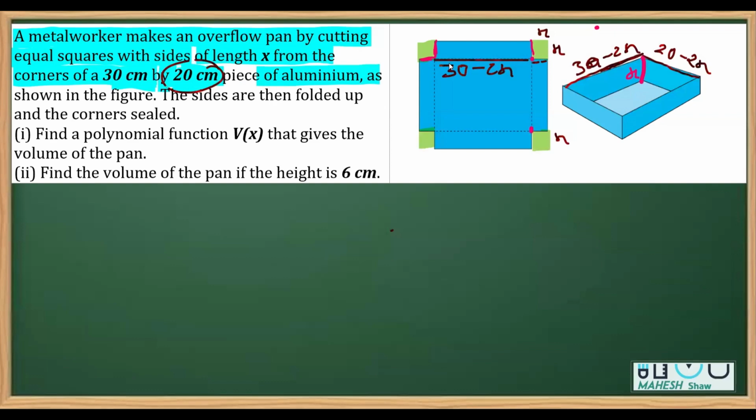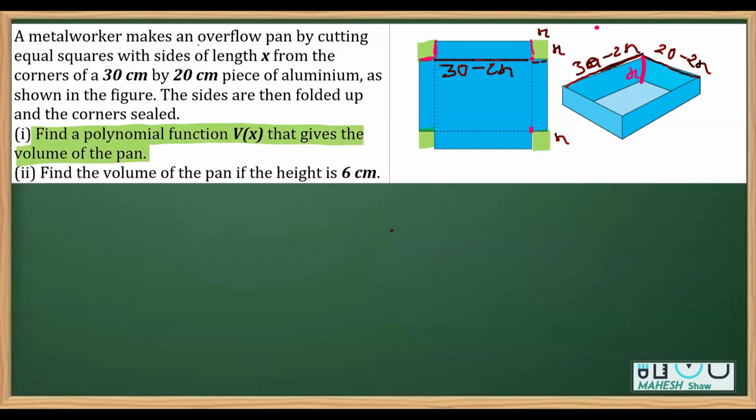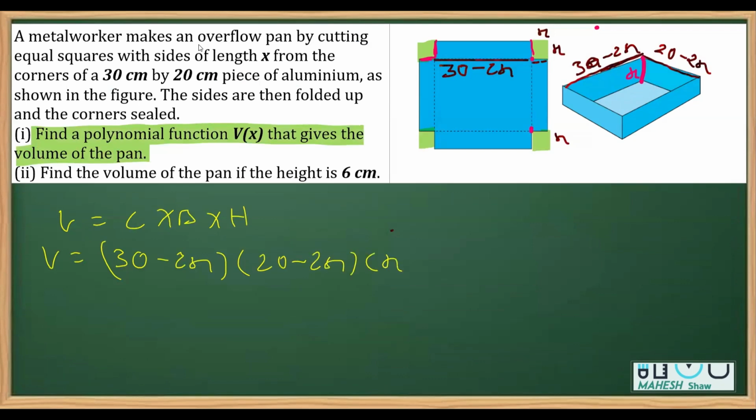Now we can figure out from this question that we know the length, breadth, and height. And in the first part, they have asked us to get the polynomial for the volume. The formula for the volume of a cuboid is L into B into H. The length is 30 minus 2x, the width is 20 minus 2x, and the height is x. This is going to be a cubic polynomial.